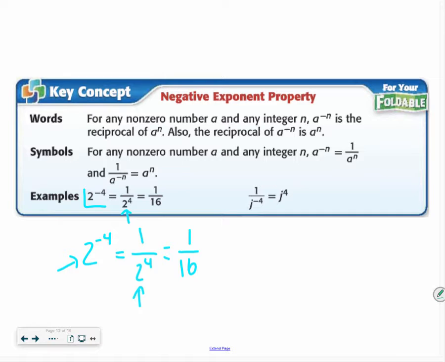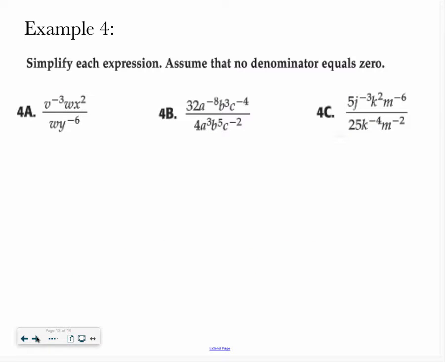Okay, so if the negative exponent is on the top of your fraction, it flips to the bottom. If your negative exponent is on the bottom of the fraction already when you start, then that moves to the top. So the negative just means it needs to move positions within your fraction. Okay? So let's look at what some of that would look like.